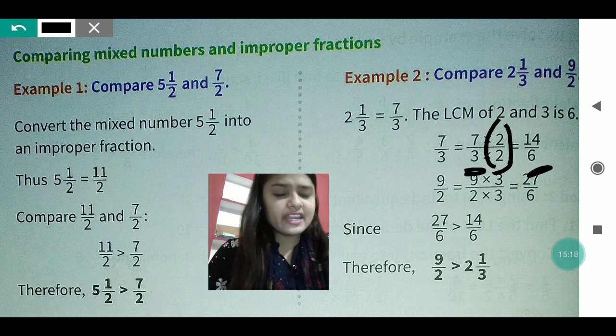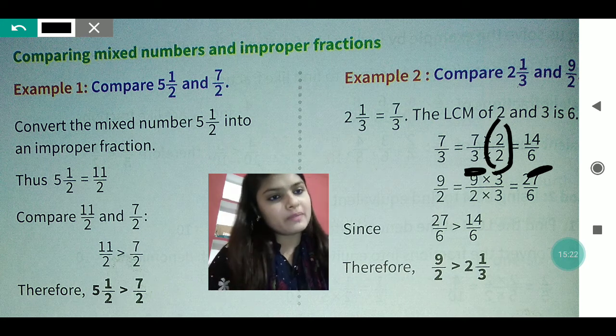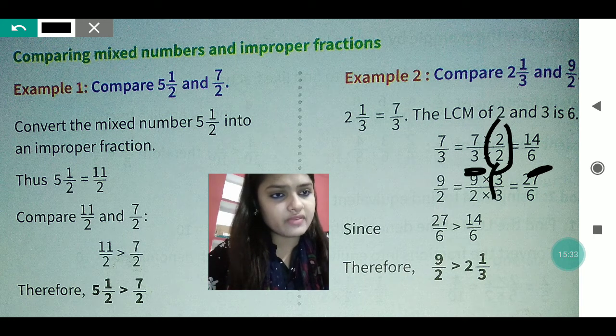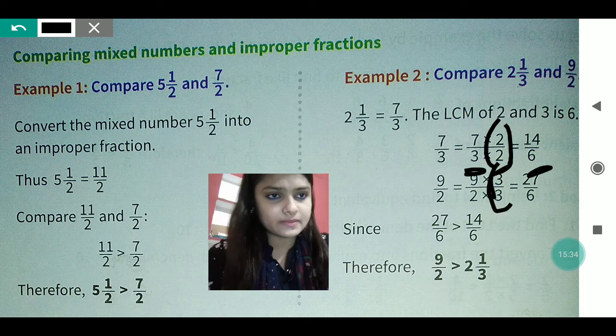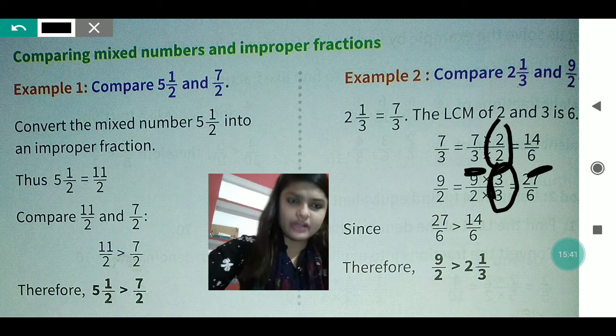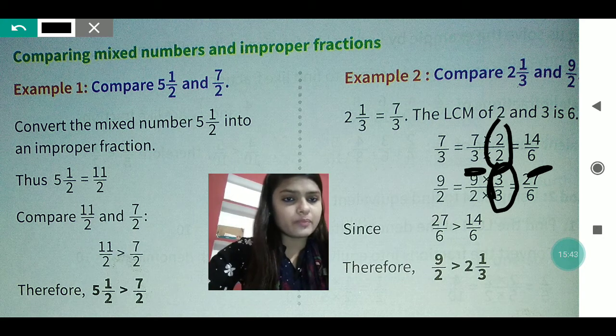And then 9 by 2 is written. Now with what number will you multiply 2 to get 6? With 3, when I multiply 2, I get 6. 3 2s are 6, so 6 I will write down, and 9 into 3, because we have to multiply both the places by the same number. Now 27 by 6 and 14 by 6. So both the denominators are the same. Now it is a like fraction, and now it is easier to compare.